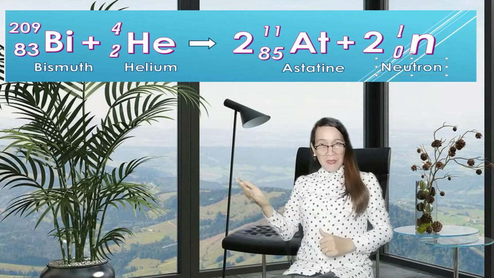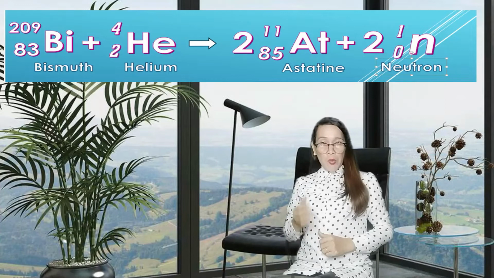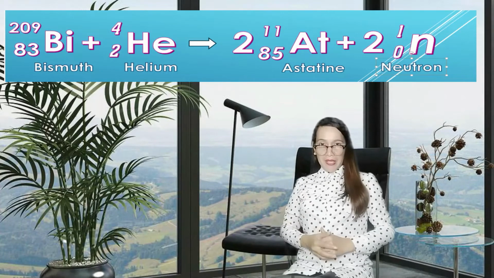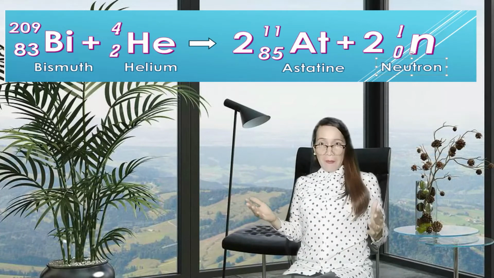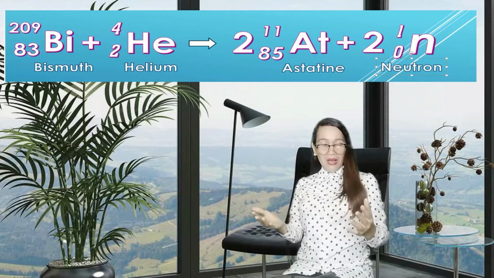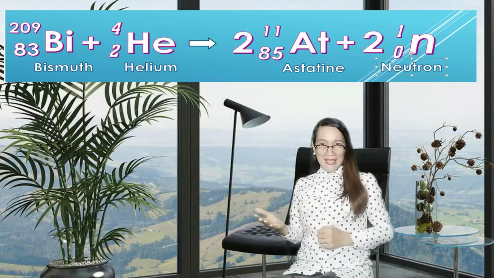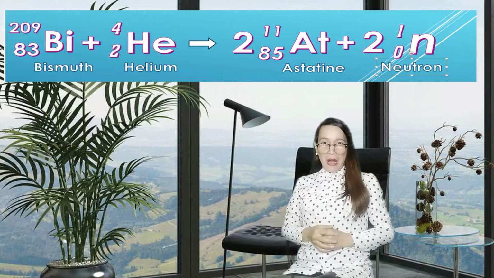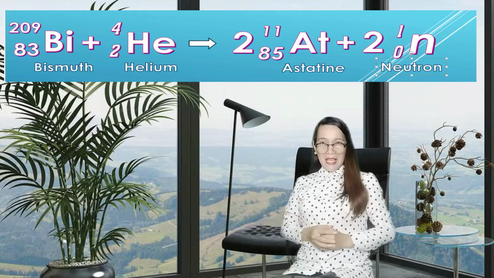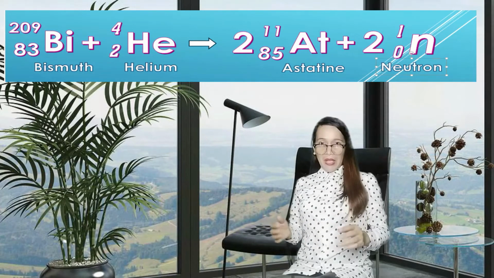Element 85 was synthesized using a cyclotron. First, they bombarded bismuth with fast-moving alpha particles. As a result, protons are added to the nucleus and form astatine. Its name is derived from the Greek word astatos, meaning unstable. The two other elements with atomic numbers 61 and 87 were discovered through studies on radioactivity.